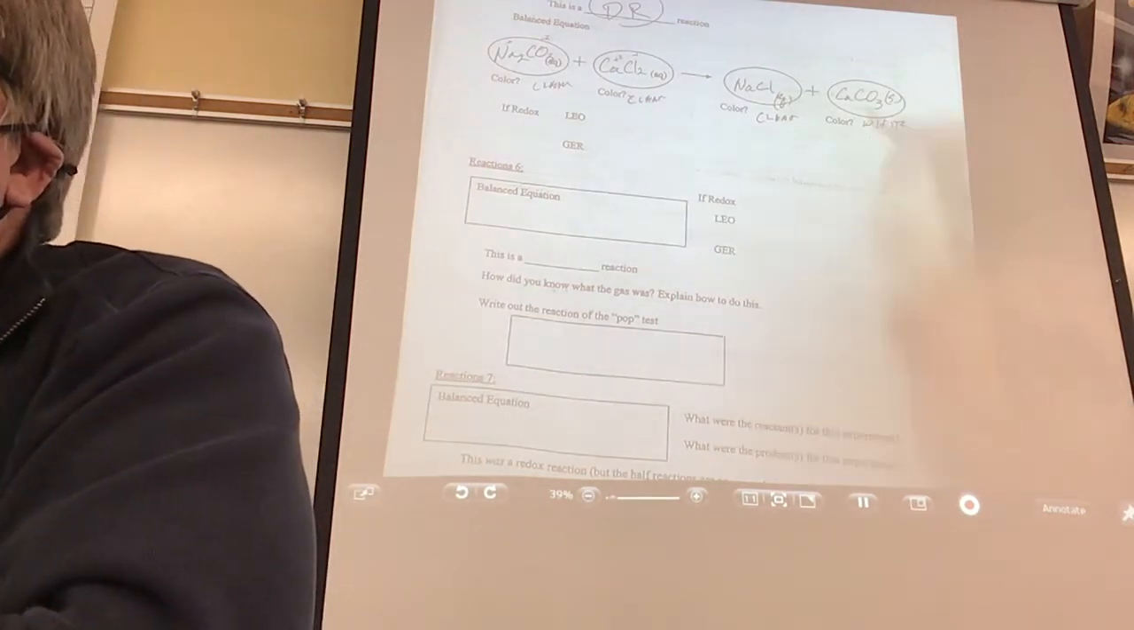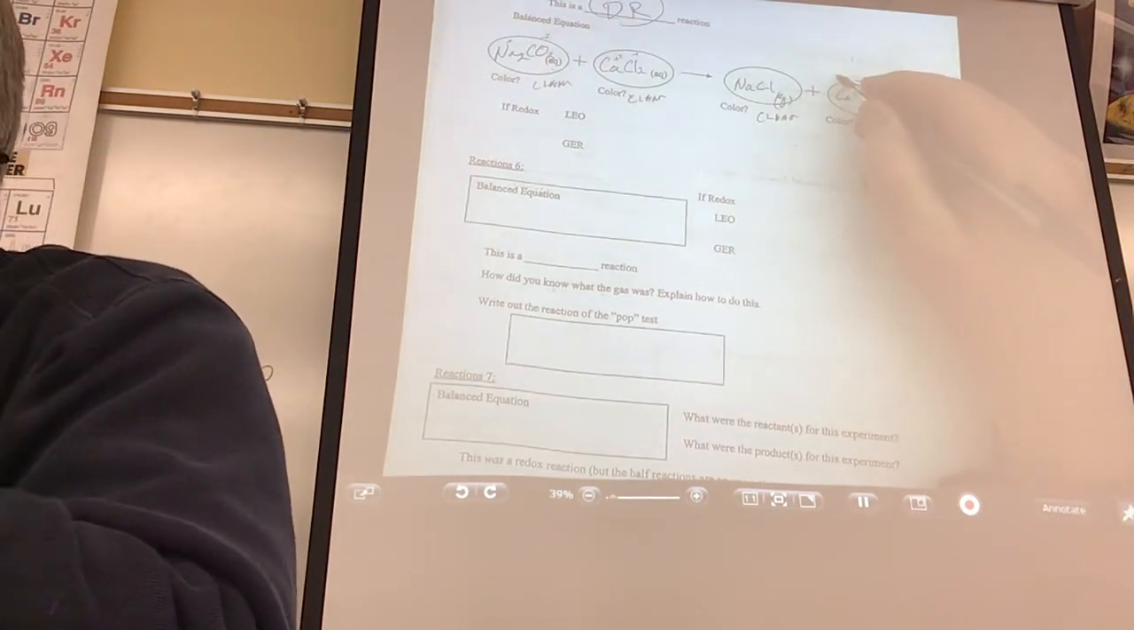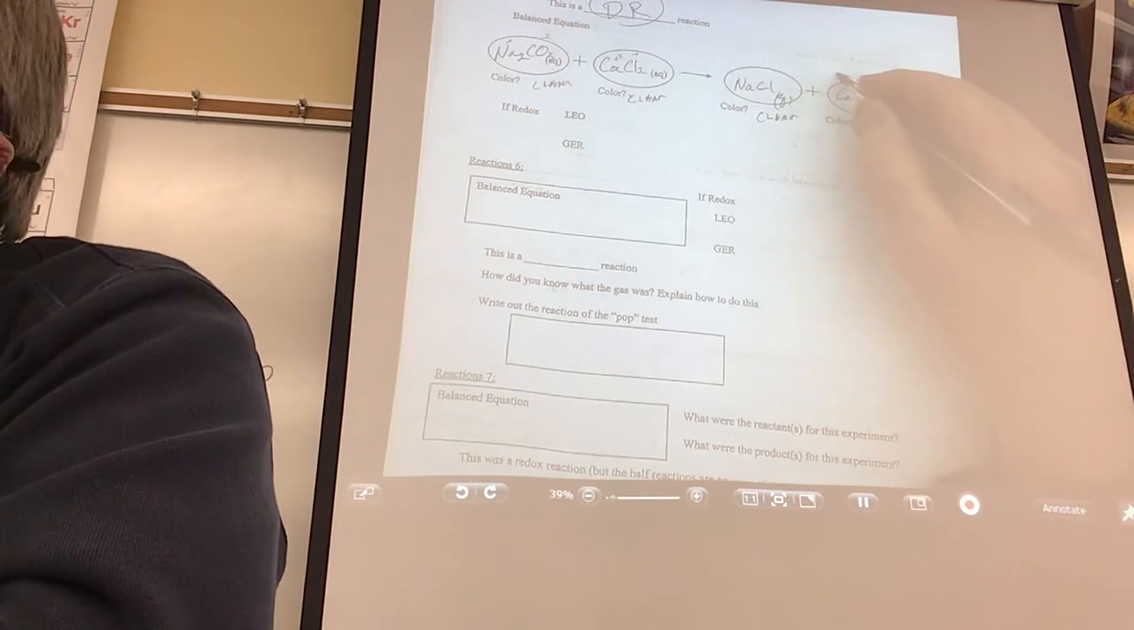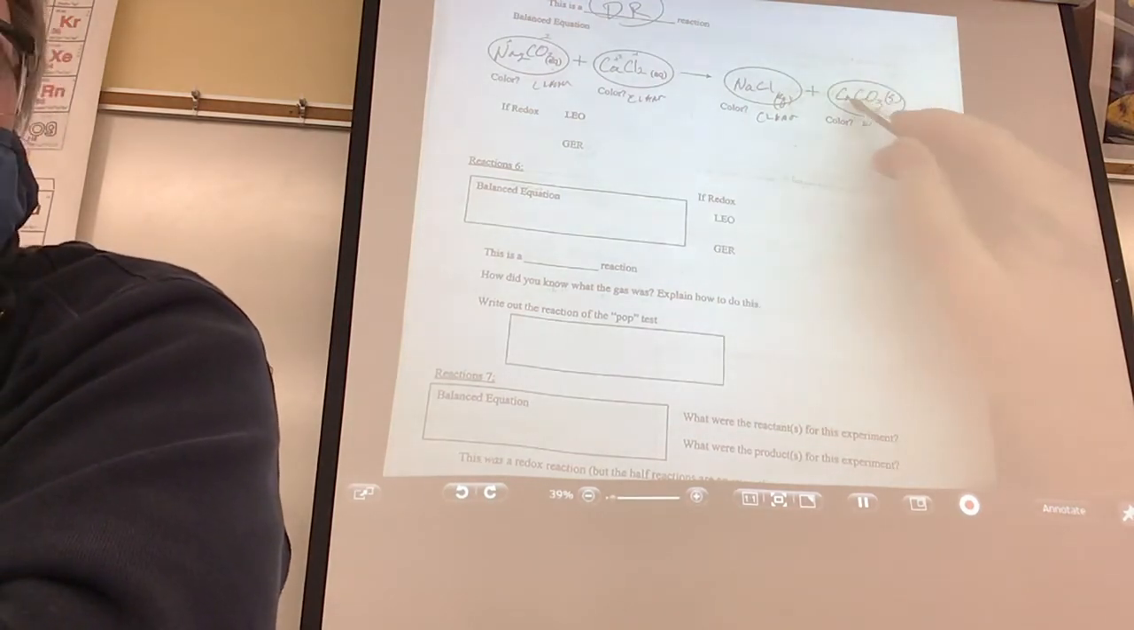Now, I don't know if you knew this, but calcium carbonate has some other names to it. It's called limestone. It's called chalk. It's called seashells. Seashells are made of this. Anyway, this is called calcium carbonate.